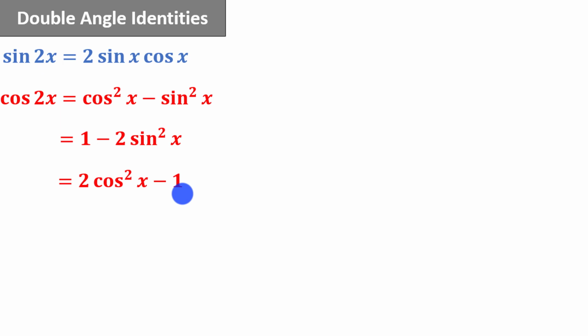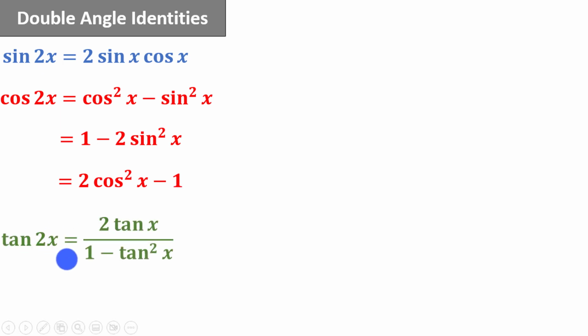Finally, if you let x and y be equal in the tangent sum formula, you will get tangent of 2x is equal to 2 times the tangent of x divided by 1 minus tangent squared of x. Altogether, these are the 5 double angle identities.